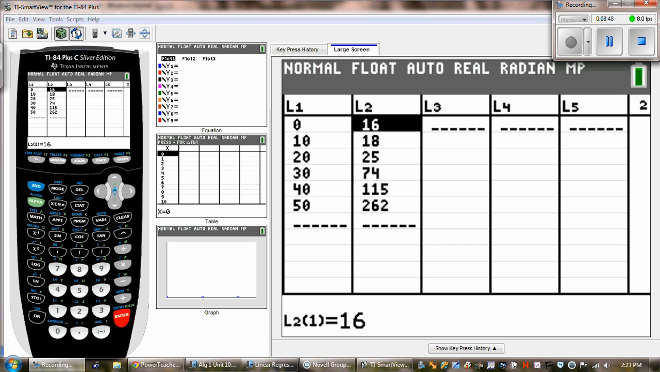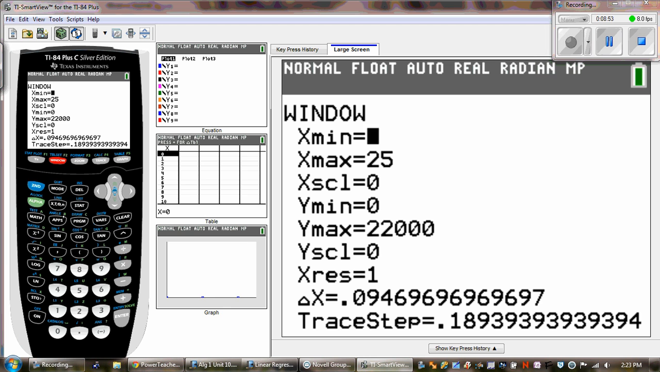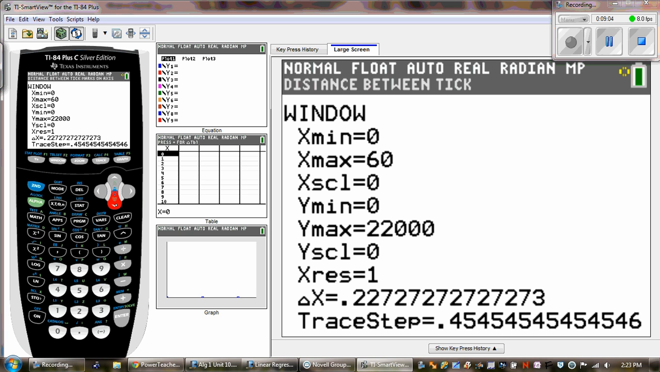And now what we have to do is set our window. So my x min is 0, and the max that I have is 25. So I want to go a little bit higher than that. So I'm going to go to 60. Now for some of these, we can start changing our x min and y min depending on our numbers. Our y min is 16. Okay. I can go just a little bit below that to 10. And then our y max is 262, so I'm going to go to 265.